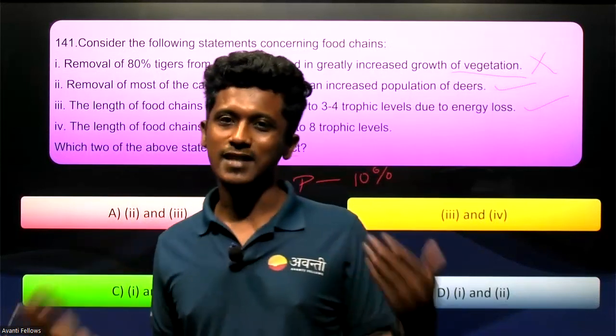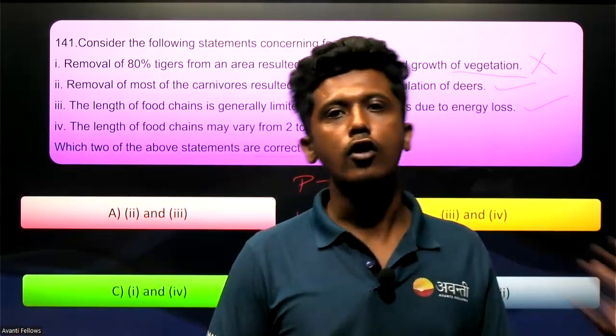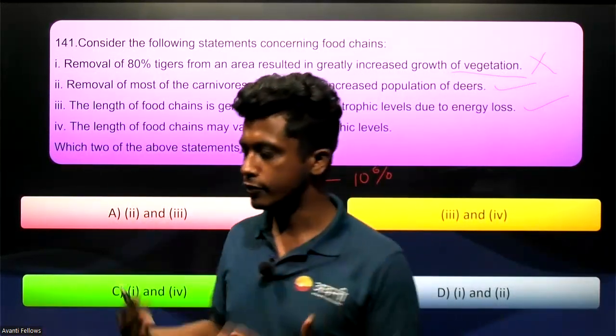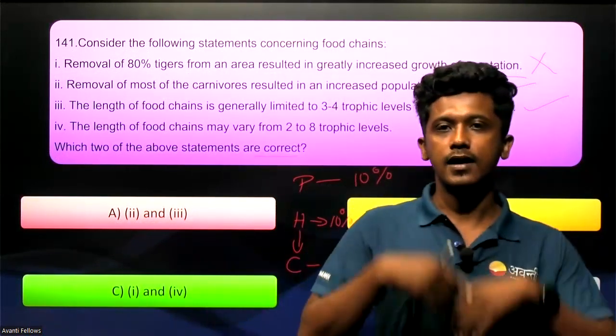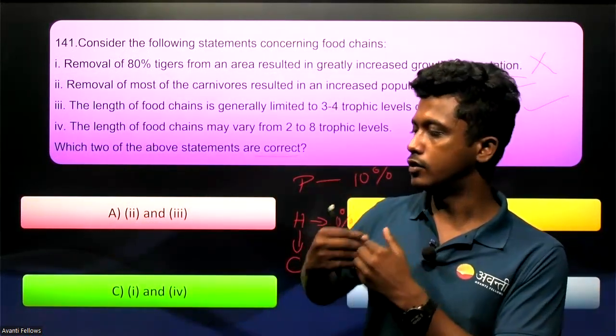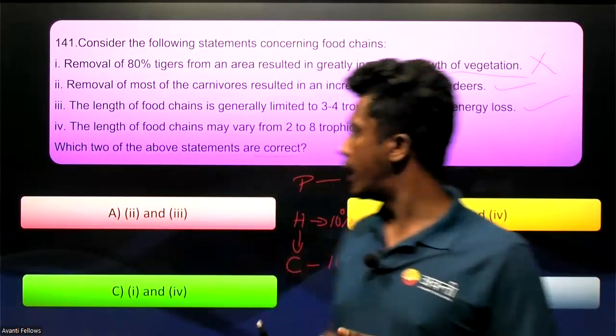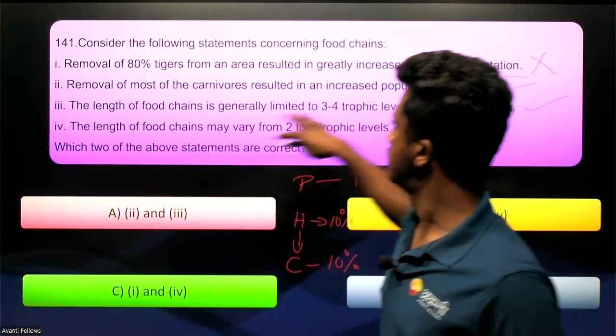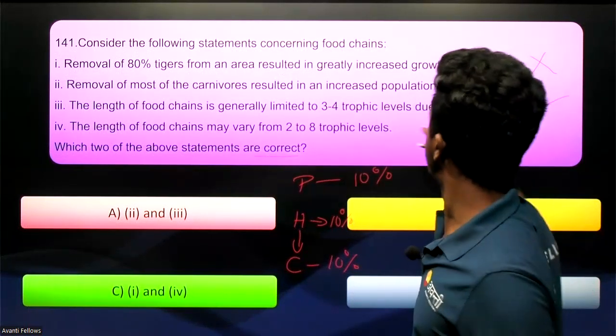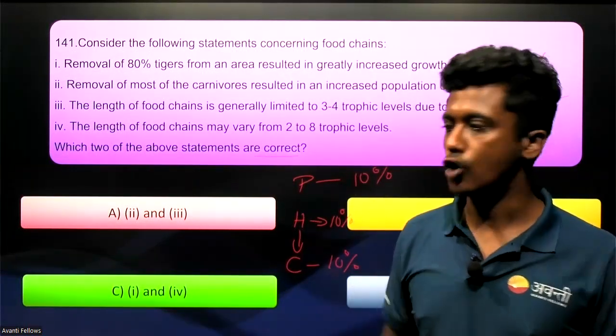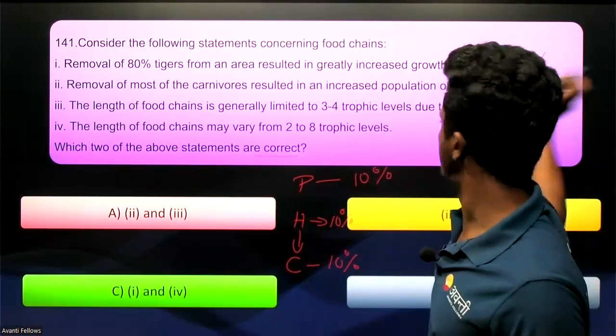So when we have a constant loss of energy from one trophic level to another, what is the consequence? We can't have an ever increasing number of trophic levels. It has to stop at one point. That is why the trophic levels are limited to 3 to 4 levels, not more than that. Okay, this option is also correct.